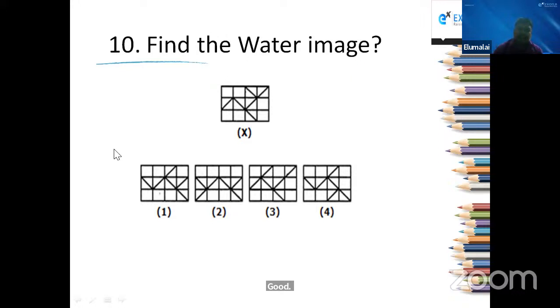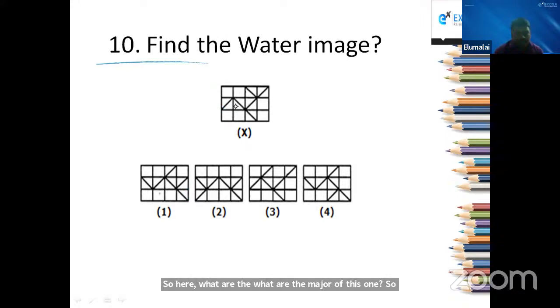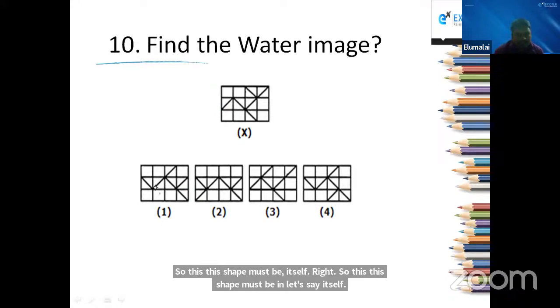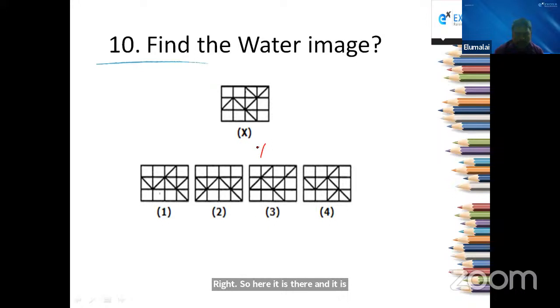So here, what is the water image of this one? Left side objects will be left side itself, right side objects will be right side itself. So this shape must be on the left side itself. So here it is there and it is there. So you can eliminate 2 and 3 by seeing this, isn't it? Now either 1 or 4 can be the correct answer.